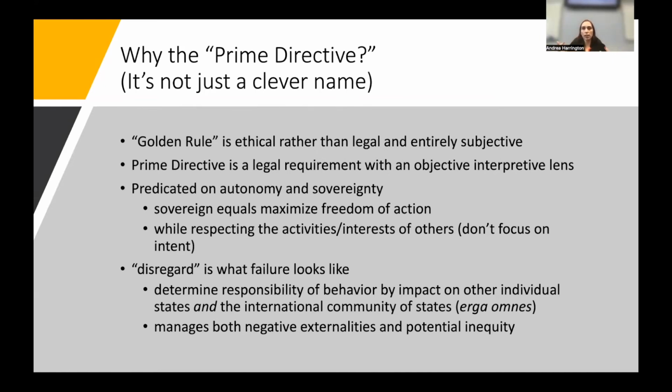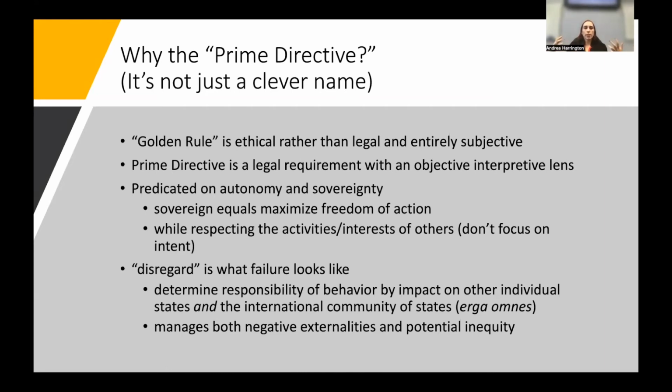So back to intent, right? We don't need to understand the intent of the other state. We just need to understand what the activity is that they're trying to achieve, because their interest is in that activity. So it's predicated on autonomy and sovereignty. So as a prime directive, due regard inherently respects the sovereign equality of states as articulated in the UN Charter. And it provides maximum autonomy for states to make their own decisions and to carry out their own programs, maximizing freedom of action while respecting activities and interests of others, right? Maximizing freedom of action is autonomy, respecting activities and interests of others is sovereign equality among all states.